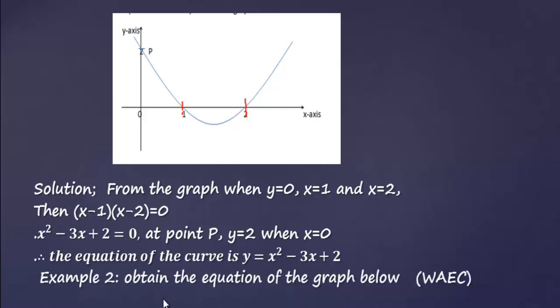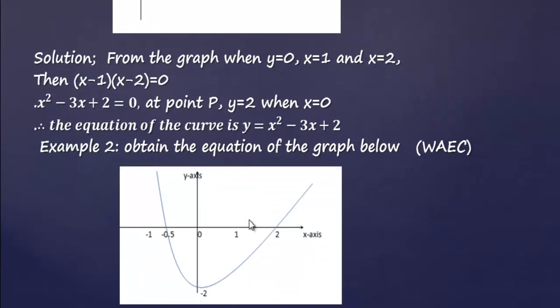Now another example, example 2. Obtain the equation of the graph below. When you see it like this, then you will know where it cuts x, which is minus 0.5, and where it cuts x here, which is plus 2. Then you are going to get x equals minus 0.5 or x equals plus 2.